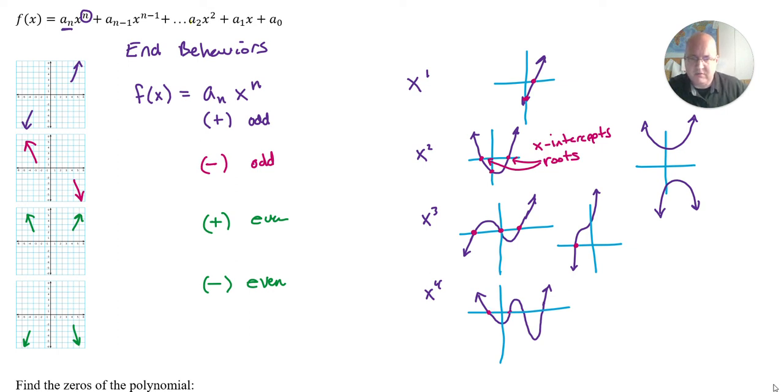It hits the y-axis only one time. That's characteristic of all functions. But it could hit the x-axis 4 total times. So we can say that 4 is the total number of x-intercepts possible. It could be less than that.